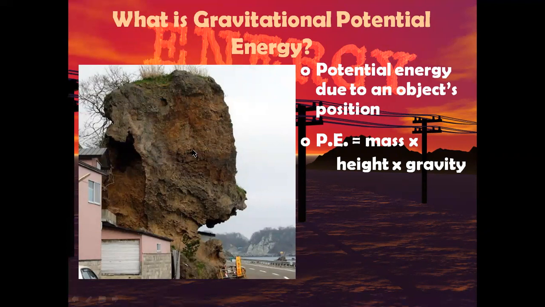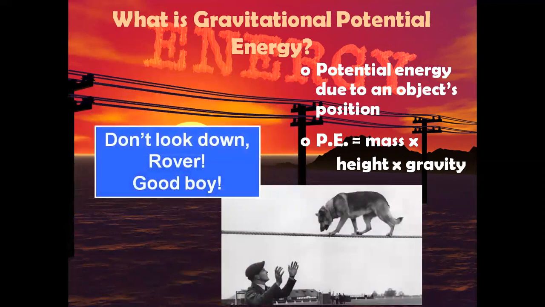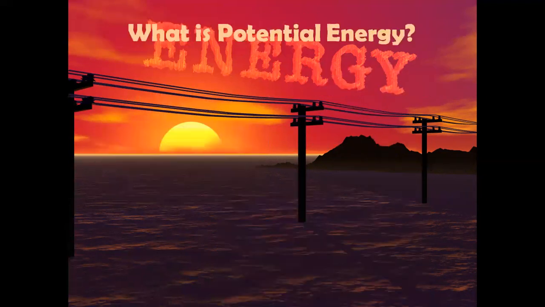Here are a few examples. A huge lump of mass: if it falls down, it can do a lot of damage to the things just underneath it. Then there is a dog moving on a rope, and it is in a raised position, and it has some potential energy in it. If it falls from the rope, then some damage will be done to its body due to that possessed energy.